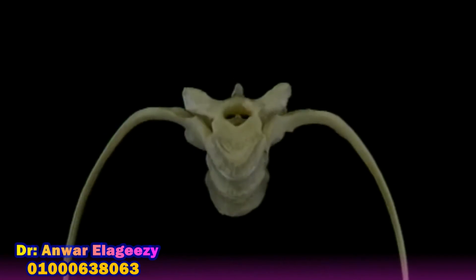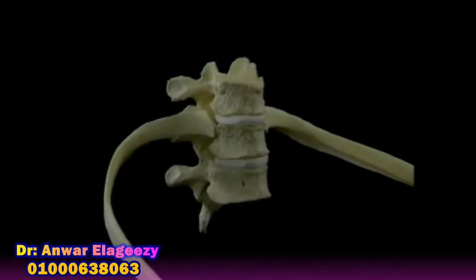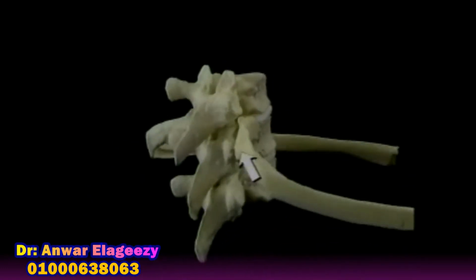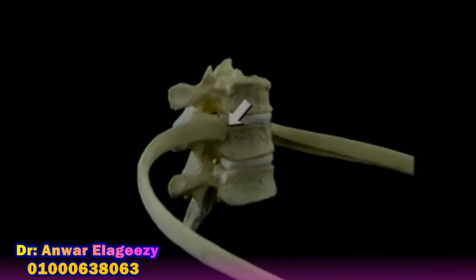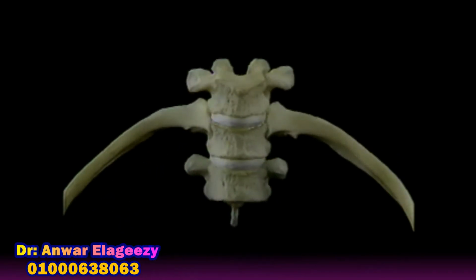On each side, the vertebra articulates with the rib at 2 points. Here, at the end of the transverse process, and here, where the pedicle meets the body. We'll be looking at the ribs in the second section of this tape.